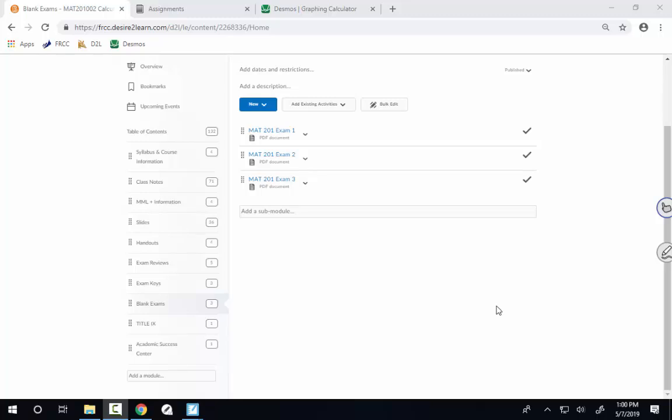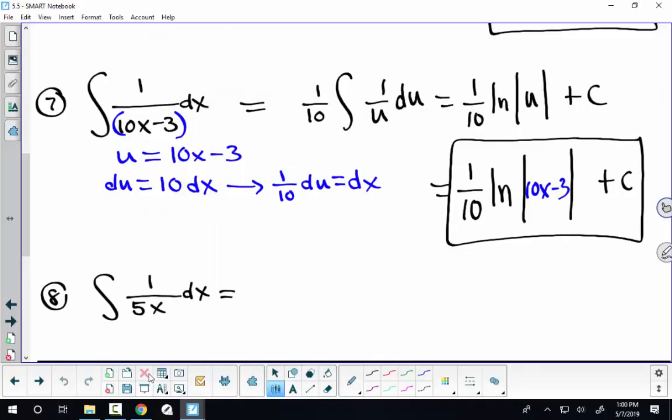We still have 5.5 and 6.2 to cover. Can we hold off on homework questions until the review? Is that okay? All right. So, in 5.5 we were talking about the substitution method.